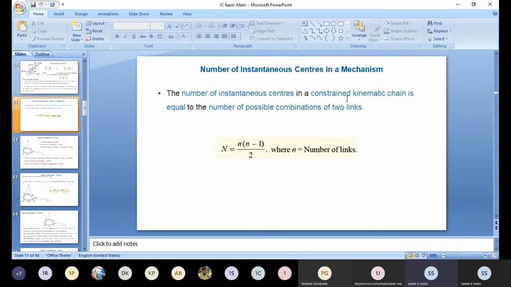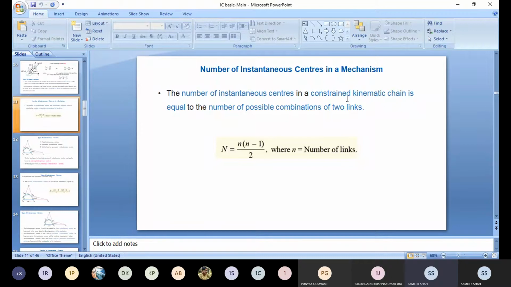Now, as mentioned in this slide, the number of instantaneous centers in a mechanism. The number of instantaneous centers in a constrained kinematic chain is equal to the number of possible combinations of two links. You have to remember the equation: capital N, the number of instantaneous centers in a mechanism, is equal to small n times (n minus 1) divided by 2, where small n is the number of links.